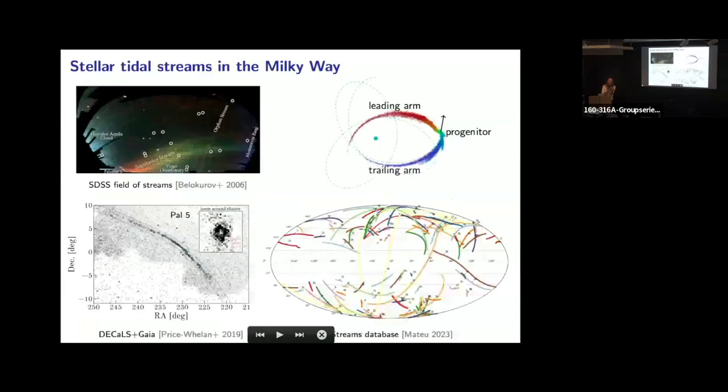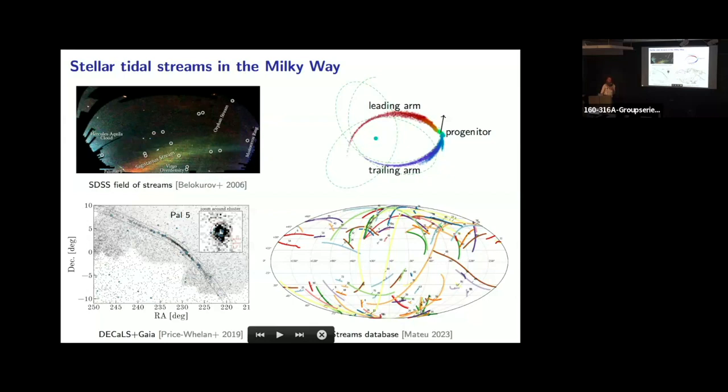The first thing that I want to discuss is the effect of the LMC on the stellar streams. By now, we have 25 years after the discovery of the first stellar stream in the Milky Way's halo, the Sagittarius stream. Now we have almost 100 of them, thanks to the compilation done by Cecilia. We have a lot of information about these streams. The streams are produced by tidal disruption of star clusters or dwarf galaxies, and they are very sensitive probes of the gravitational potential of the Milky Way, among other things.